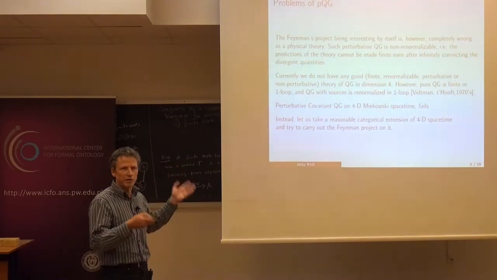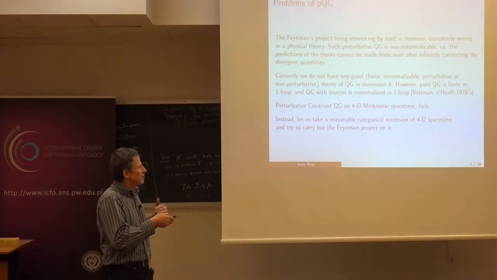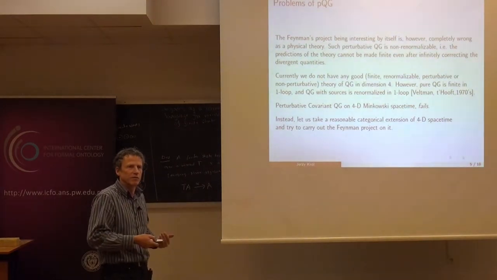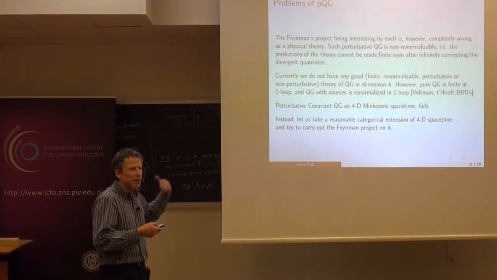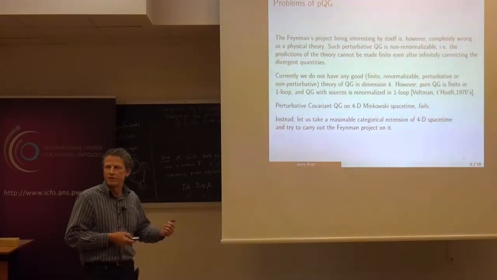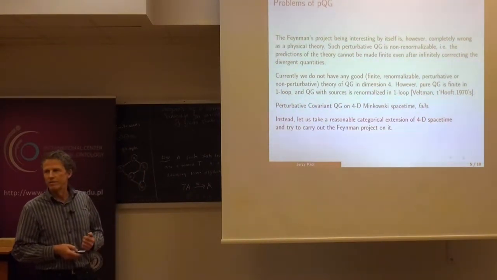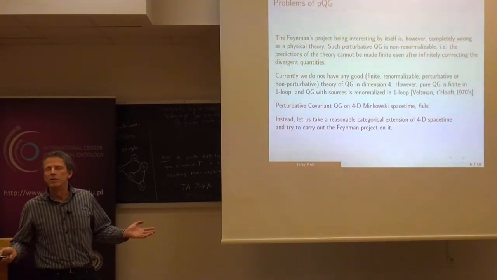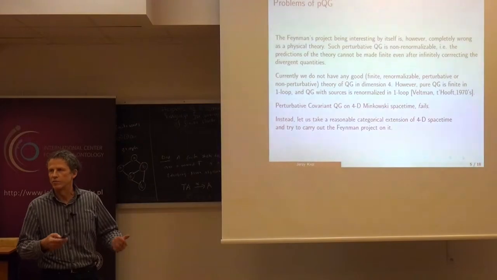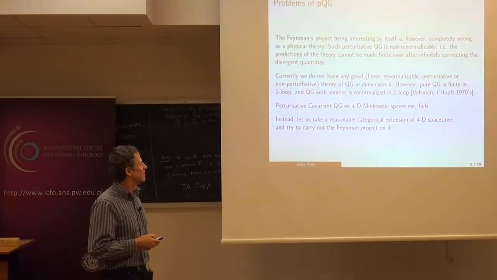But this theory fails. So that's why we do something with space-time, with flat space-time. We categorize this space-time and again implement the Feynman program on such a space-time. But the question is, maybe it's not gravity, but something else. Maybe it is not, but Feynman showed it is gravity.